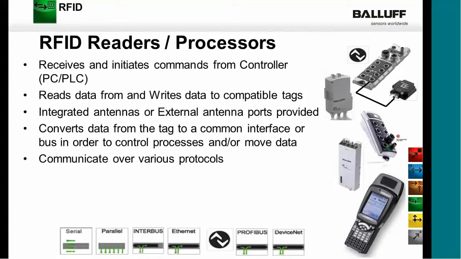The processor converts data from the tag to a common interface. And again, that interface can be one of those various protocols we talked about. At the bottom, we've given you a partial list of either serial or parallel, interbus, Ethernet. There's, again, Ethernet IP, which is one of the most common ones here in North America. There's DeviceNet and EtherCAT. We have pretty much every protocol covered when we're talking about an industrial or PC application.